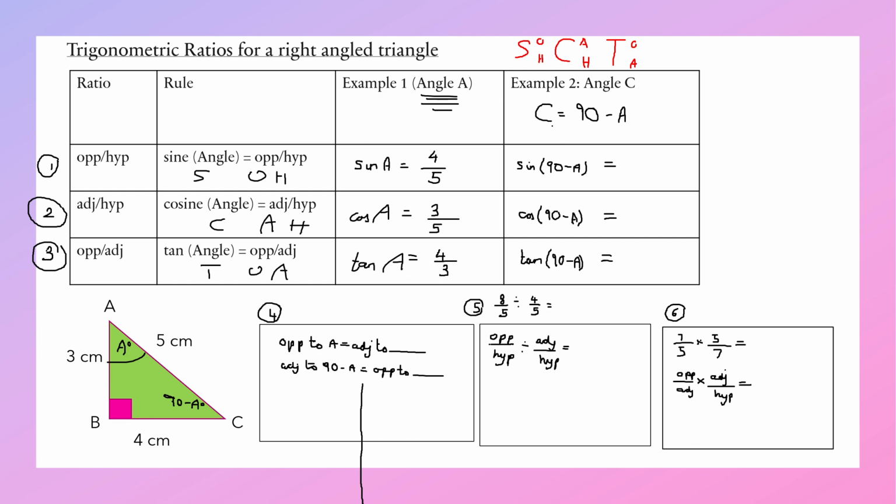Now, if you remember in the previous slides, we discussed that angle C has a value of 90 minus A, because both angles have to add up to 90 degrees. I can also show you down below if you're not convinced. A plus 90 minus A is equal to 90 degrees. And 90 plus 90 degrees gives us 180.